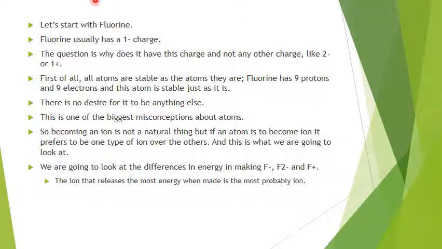Okay, let's start out with fluorine. Fluorine usually has a charge of 1 minus. So a question would be, why 1 minus? Why not 2 minus? Why not 1 plus? Why not 2 plus? Why does it pick that charge? Why doesn't it pick another charge when it's an ion?